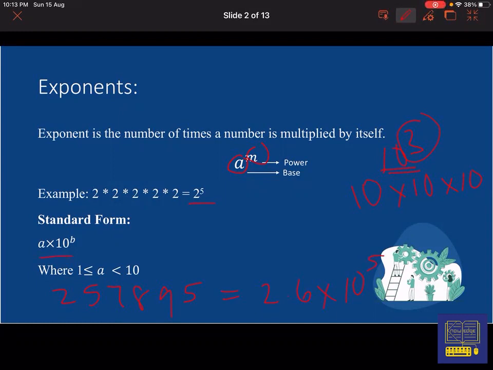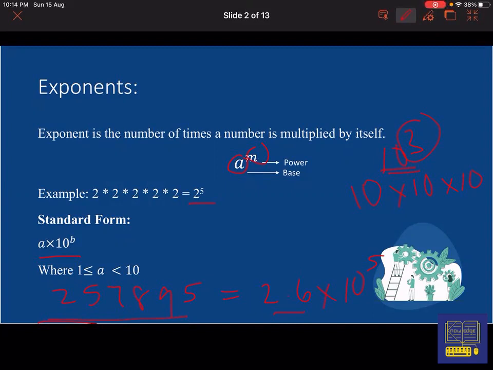We basically have to write it in this form, right? a into 10 to the power of b. So a is your constant, or your number, but in one decimal place or two significant figures. Two to three significant figures is usually the best.